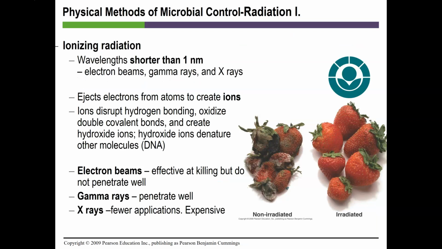The next physical method is radiation. This term is really scary to people that don't understand what it is. Radiation is a form of energy. When you microwave your food, you're subjecting it to a form of radiation, but the radiation that I'm referring to here is ionizing radiation. That means it's high energy, higher energy obviously than microwaves. These radiation processes involve electron beams, gamma rays, or X-rays. These processes are termed ionizing because the high energy waves knock electrons out of orbit, creating ions.